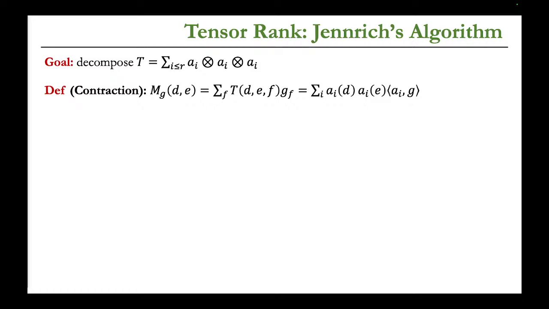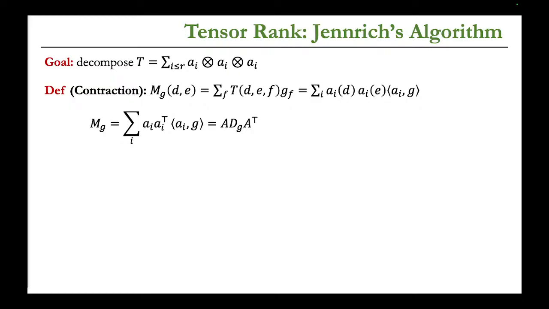So M_g, the matrix entry at (d, e), is going to be just T_{d,e,f} summed over f with coefficients g_f. I'm thinking of the last mode as the slicing mode, and I'm just summing them up with coefficients g_f. Does it make sense? Okay. So you can see that's equivalent, of course, but I'm going to think of it as M_g as the sum of a_i a_i transposed, with the weight being the inner product of a_i and g. By the way, if you had a_i, b_i, c_i, then the weight would have been the inner product of c_i and g, because I'm averaging out the last coordinate.